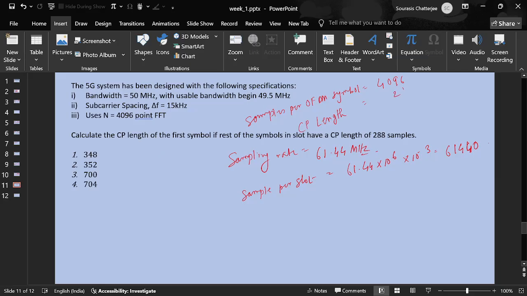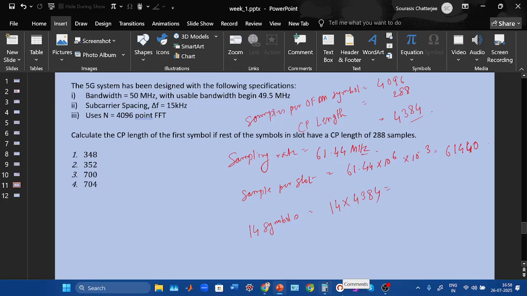288. So effectively, how many samples am I having per symbol? 4096. Yes. And how many symbols do I have? 14 symbols. So what should be the effective number of samples? 14 times the non-redundant ones, 14 into 4096.